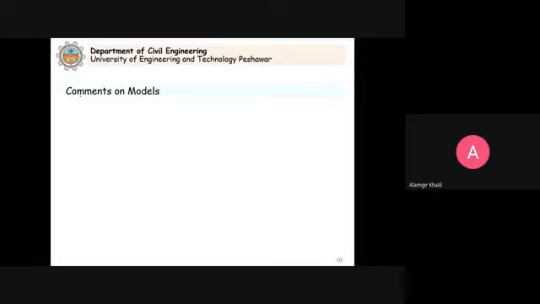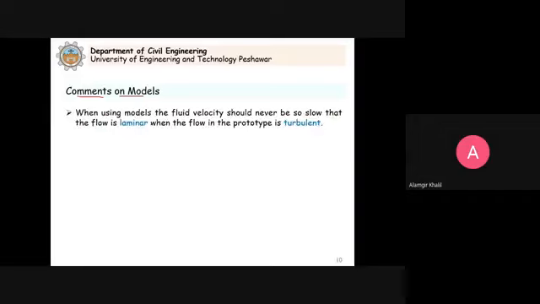Now we try to wind up this similitude. The next part of this chapter would be dimensional analysis. We can continue and discuss more and more in detail, but due to the time constraint and also as per our textbook, this much will be sufficient. Now, when using models, the fluid velocity should never be so slow that the flow is laminar when the flow in the prototype is turbulent.